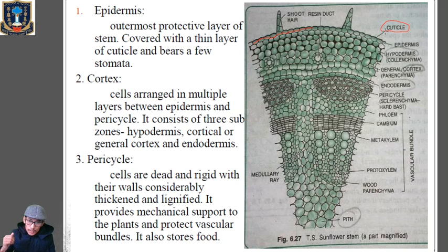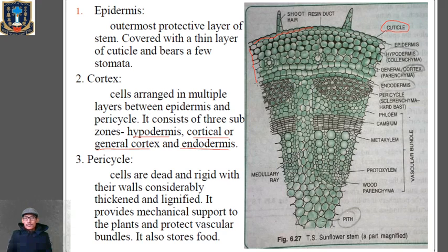Now, after epidermis, we will find the presence of next layer, which is called the cortex. Okay, but remember carefully that cortex is divided into three subzones. Those three subzones are hypodermis, cortical or general cortex, and the endodermis. These are the three subzones of the cortex layer. So that means this particular layer of cells is called the cortex, and it is divided into three subzones: hypodermis, cortical or general cortex, and the endodermis.